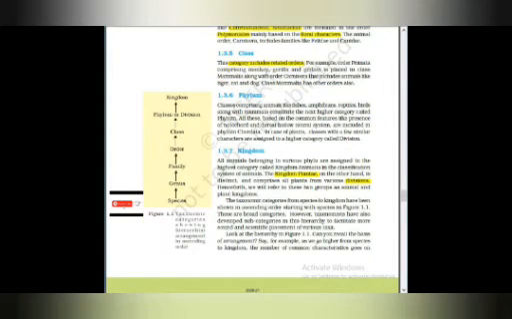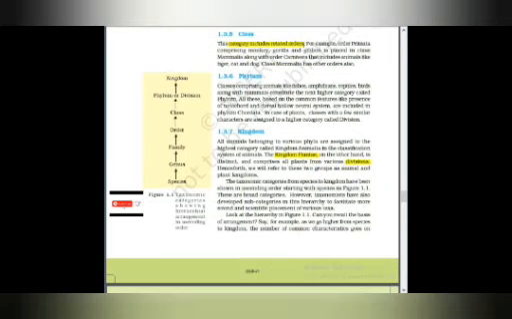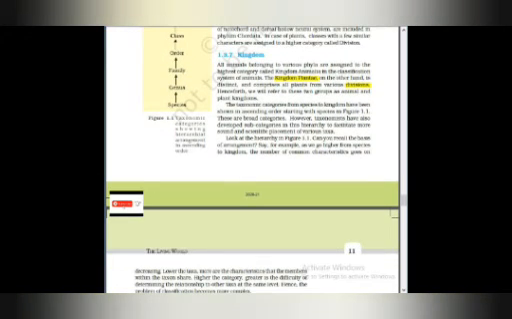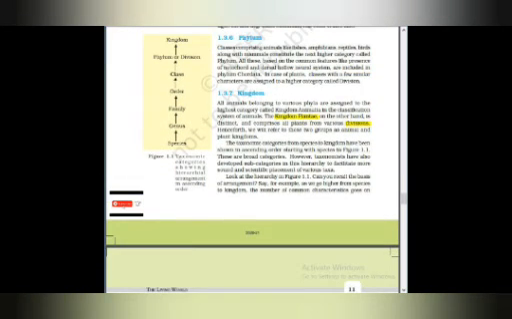Phylum, you have also learned about this. Now kingdom. Kingdom is the highest step or rank in a taxonomic category.